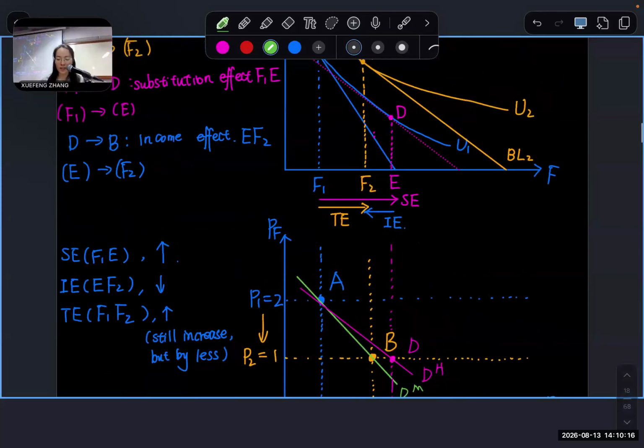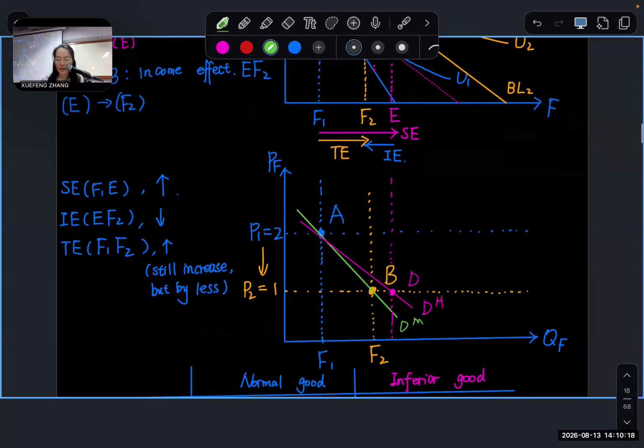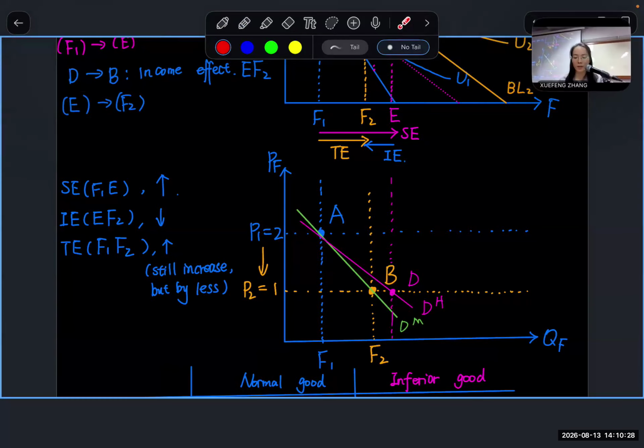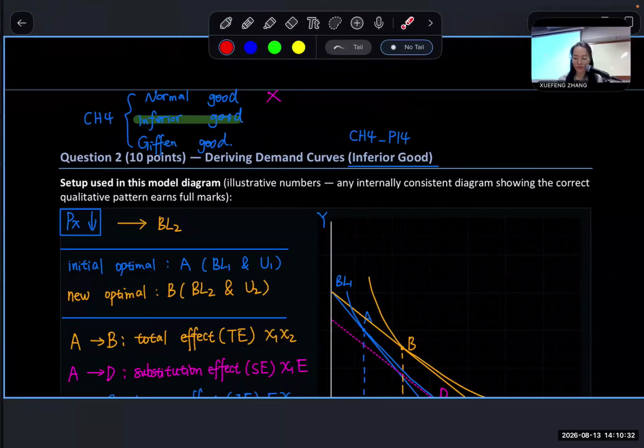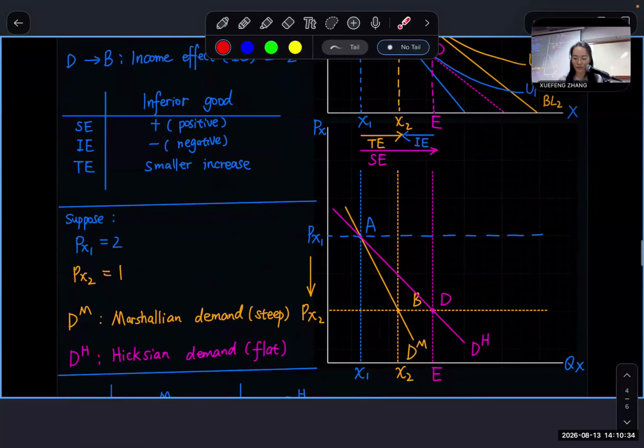They are different. Same as the exam, the Marshallian demand is steep. This one, the Hicksian demand, is flat. Let me go back. Same as before, AB is the total effect for Marshallian demand. Hicksian captures only the substitution effect, AD.